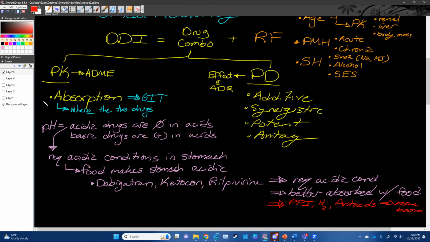Now, let's say that someone has to take their dabigatran or else they're going to have a stroke, but they also have a peptic ulcer. And so they need to take omeprazole in order to cure their peptic ulcer. What should we tell the patient? How should they take their dabigatran and their omeprazole? Hours apart. How many hours? At least 2. So separate the drugs by at least 2 hours.